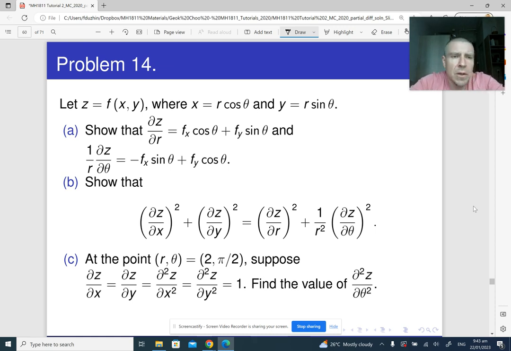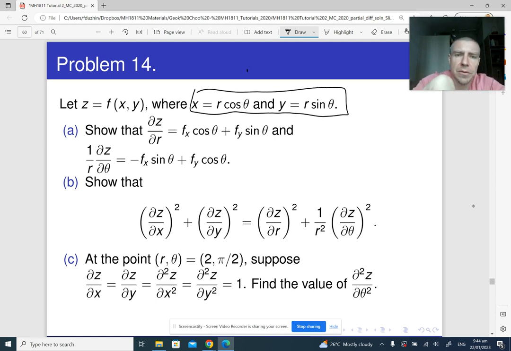All right. Now problem 14. In problem 14, we are supposed to simplify some expressions involving polar coordinates, right? Because these equations, x equals r cosine theta and y equals r sine theta, are actually polar coordinates.